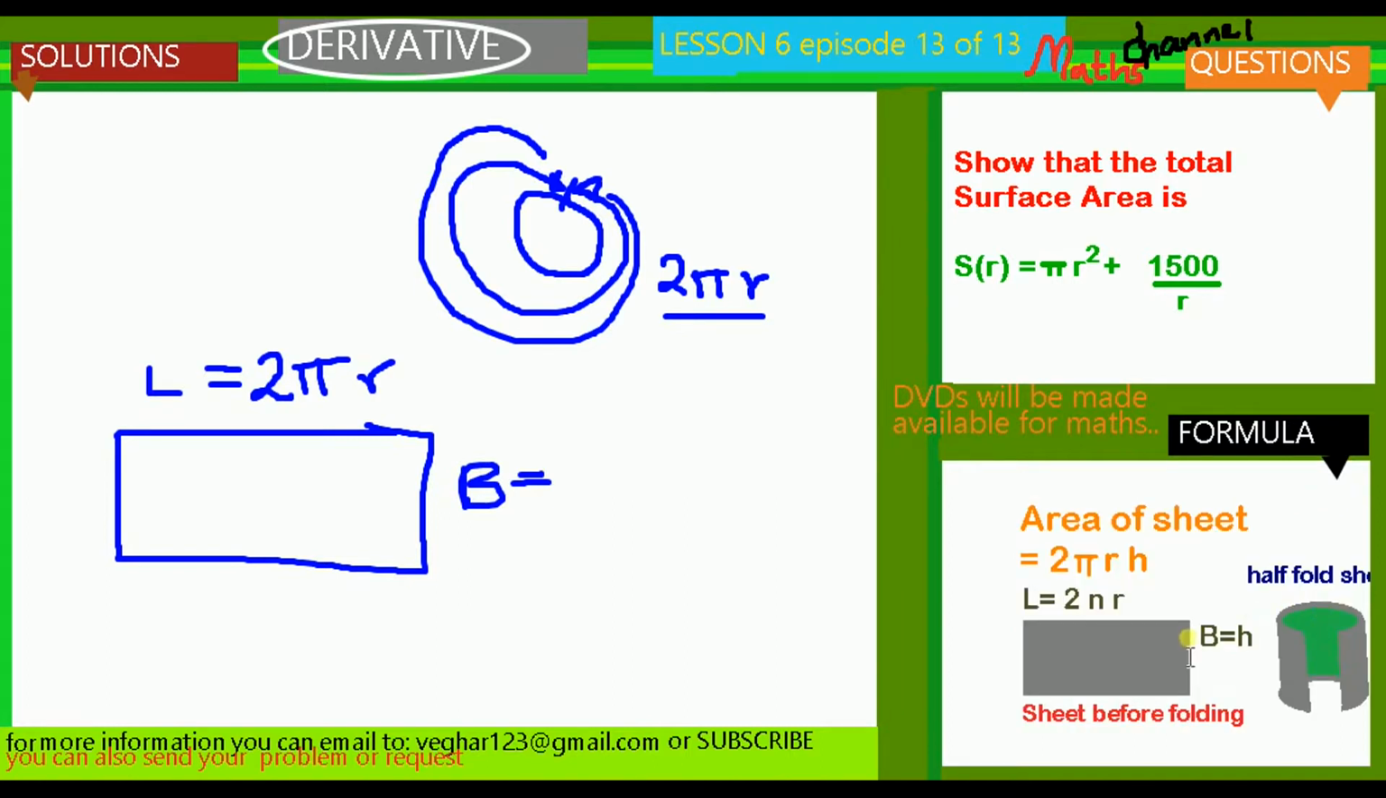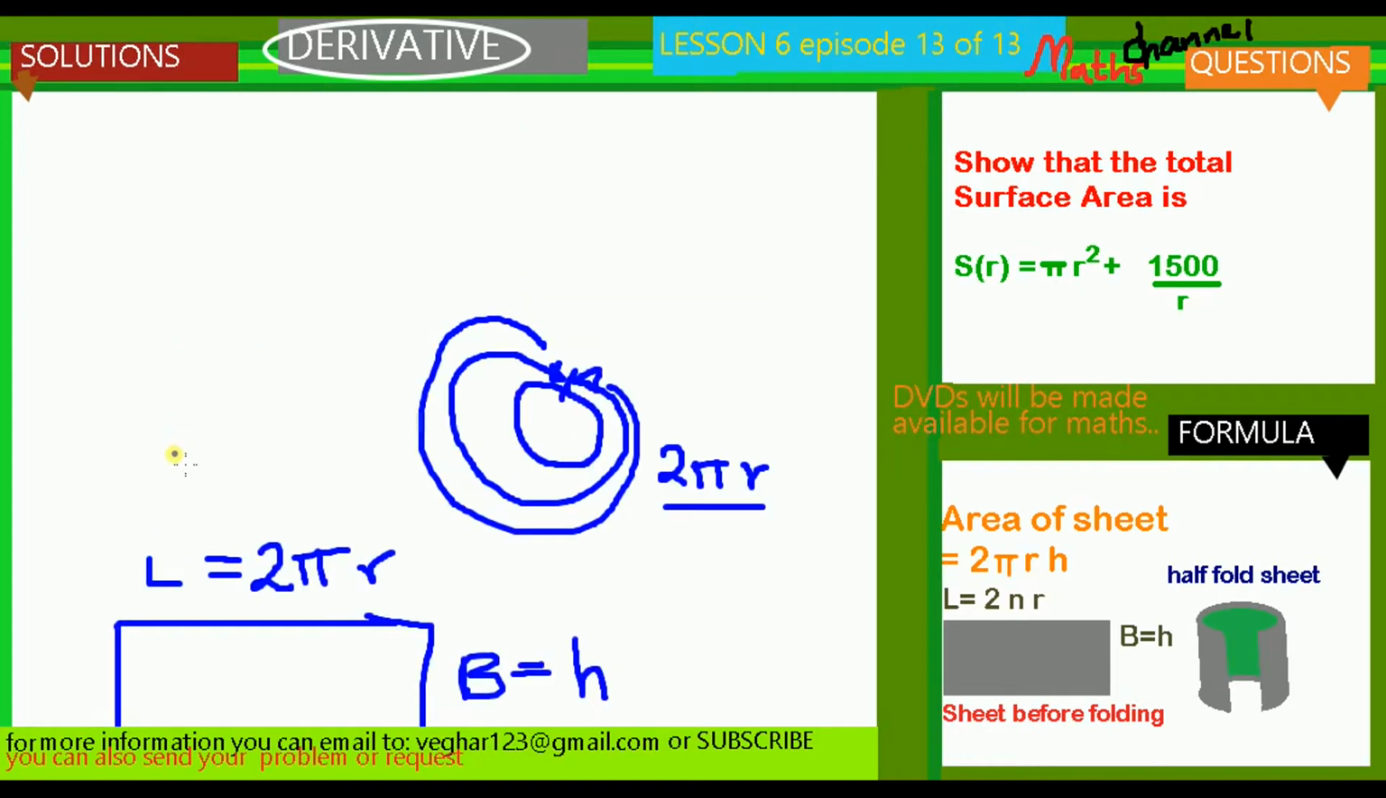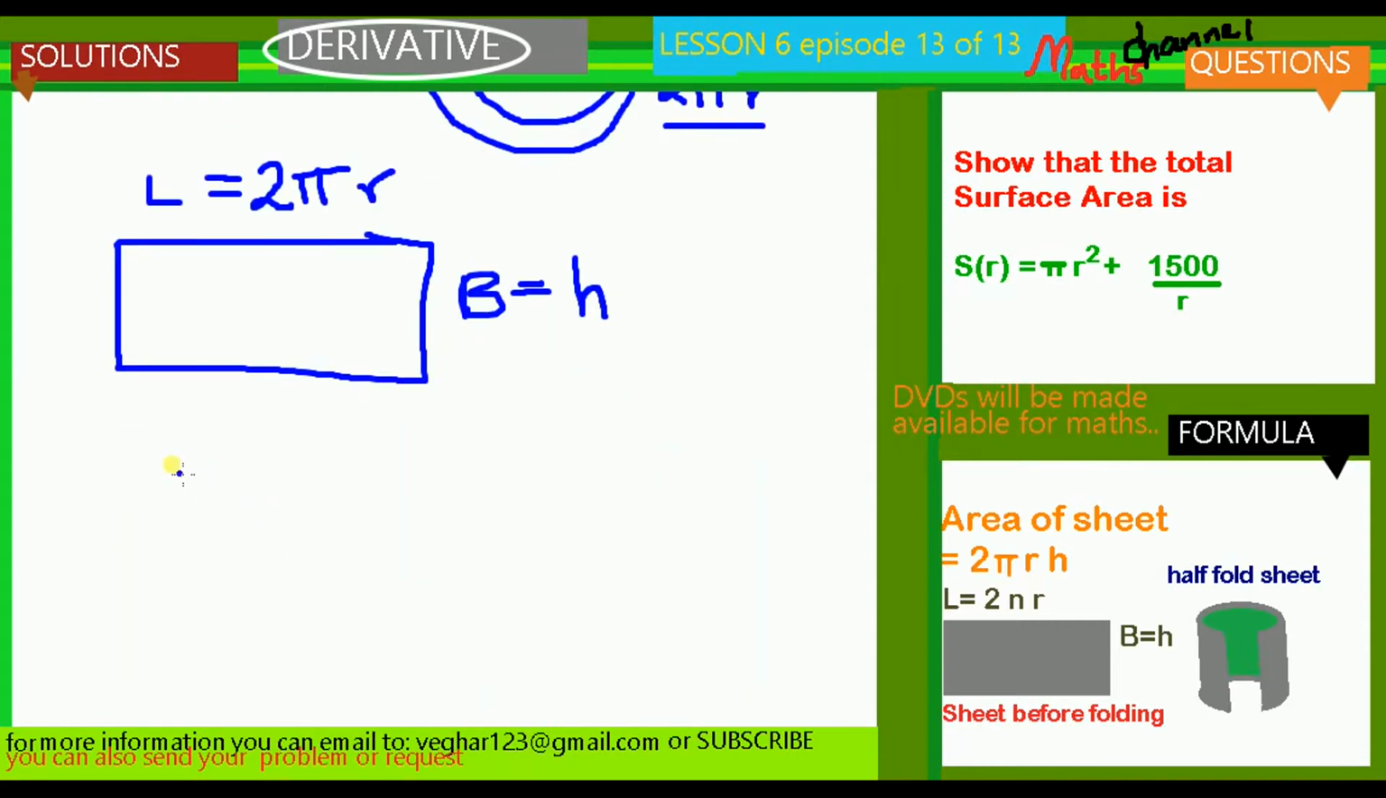So before you fold it, the sheet before folding is like this, and then when it's folded, it becomes like this. Because it's a circle, you'll have something like this, and then this side will be the height. So the equation of this sheet will be like this. It's either a sheet metal or a sheet of paper.